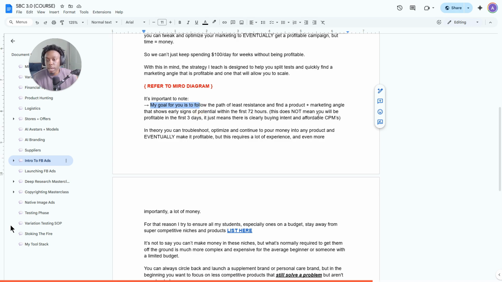So it's important to note, my goal is for you to follow the path of least resistance and find a product plus a marketing angle that shows early signs of potential within the first 72 hours. This does not mean you'll be profitable in the first 3 days. In fact, it's actually common most times. The first day of testing, you won't even make a sale.